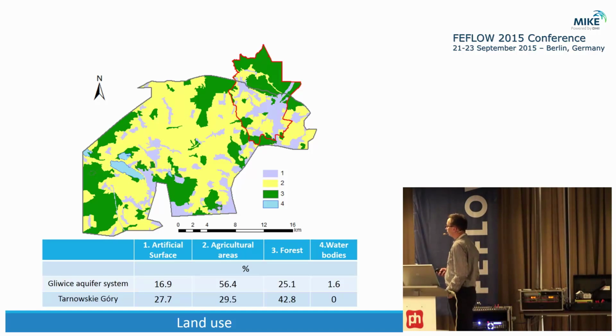The land use in the aquifer Gliwice system is dominated by agriculture area. Only the southern part and the eastern part are urbanized, this part here. And in Tarnowskie Góry, the north part is dominated by forest cover, and the urbanized area is mostly in the center and south.